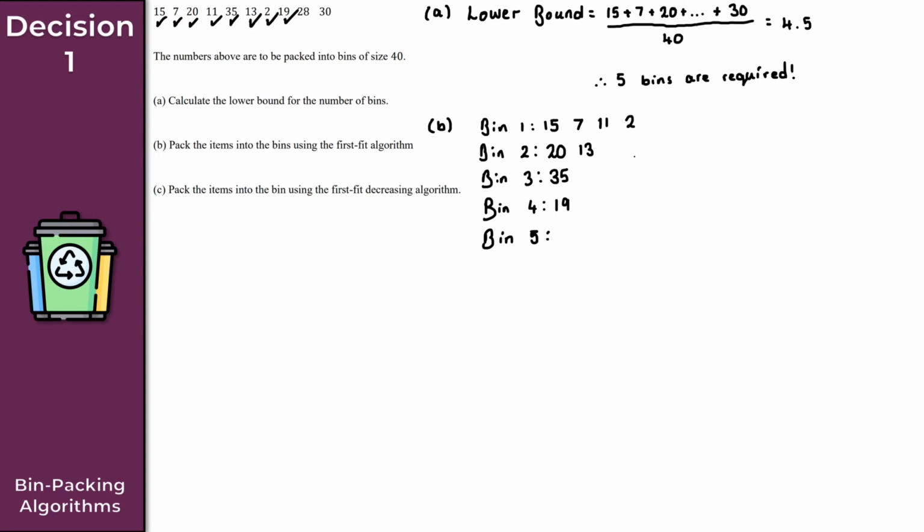Now for 28 then, 28 here will not go into bin 1, clearly. It won't go into bin 2. It won't go into bin 3. And it also won't go into bin 4. So 28 then goes into bin 5. Give that a tick as well.